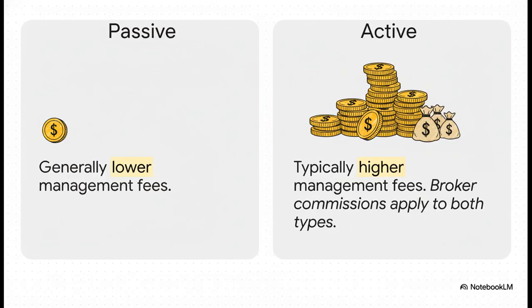And that difference in strategy has a huge impact on one thing every investor cares about: cost. Passive ETFs are mostly automated, so their management fees are usually super low. Active ETFs, on the other hand, have a whole management team making calls, so naturally they charge higher fees for that service. And just a quick note, broker commissions, the cost to actually buy and sell the ETF, that applies to both types, no matter which one you pick.